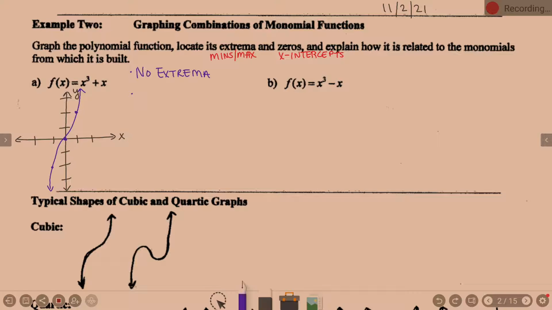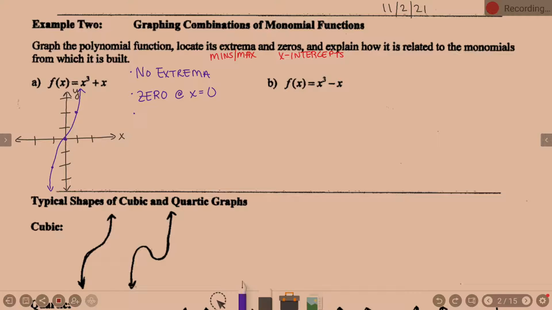What about zeros? Do we have any zeros? A zero at 0, yes, because remember zero is where we cross the x-axis, and we cross at 0, 0. So I'm going to write here that there is a zero at x equals 0. And then the third piece we're being asked to talk about is the shape.